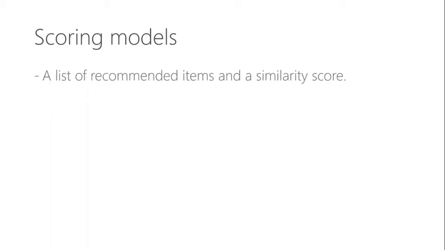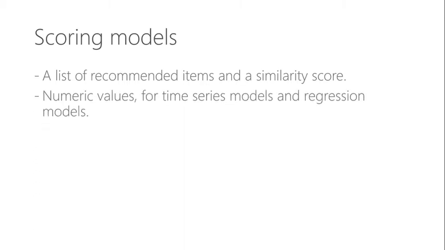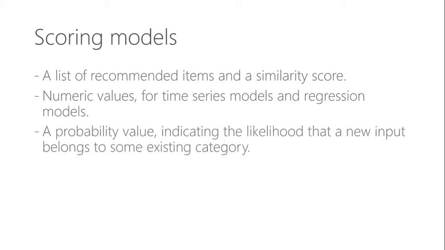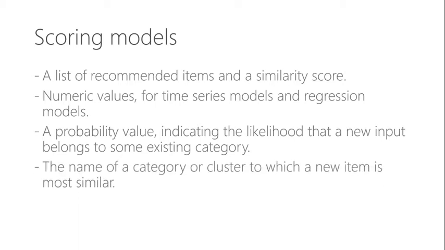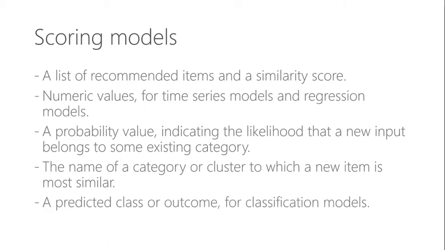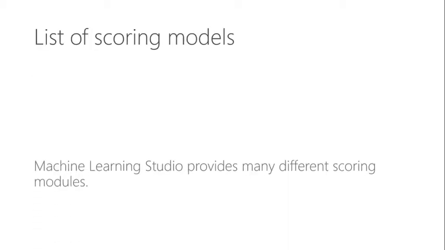A list of recommended items and similarity scores; numeric values for time series models and regression models; a probability value indicating the likelihood that a new input belongs to some existing category; the name of a category or cluster to which a new item is most similar; or a predicted class or outcome for classification models.